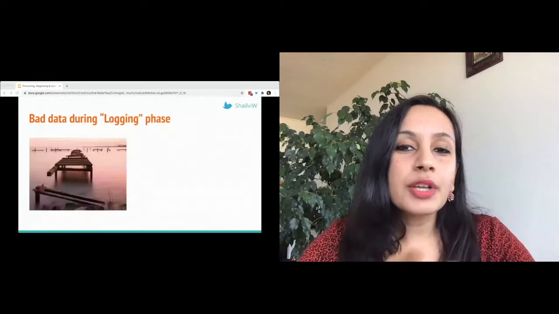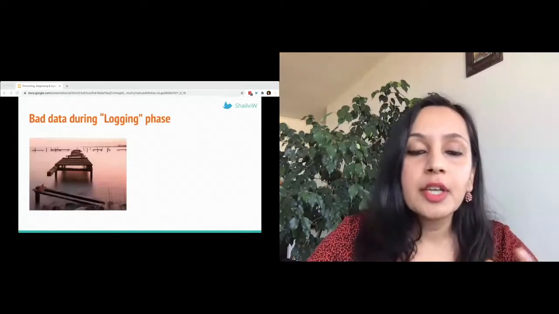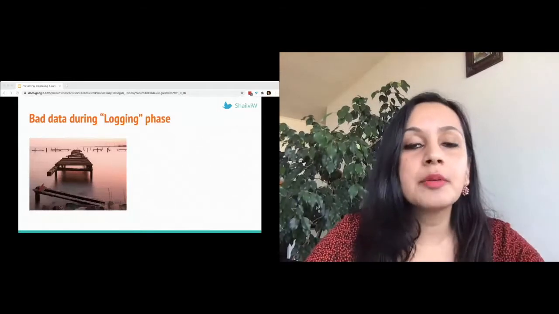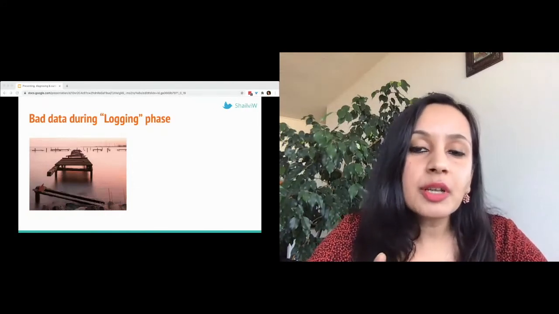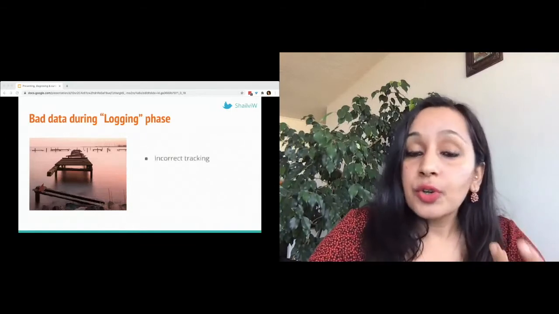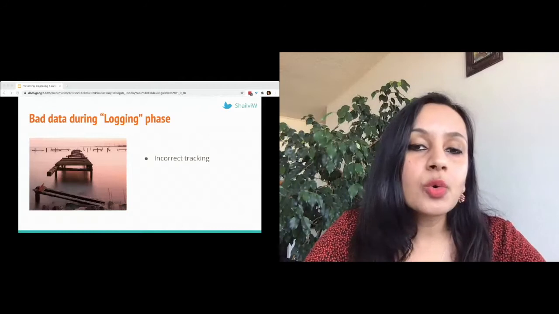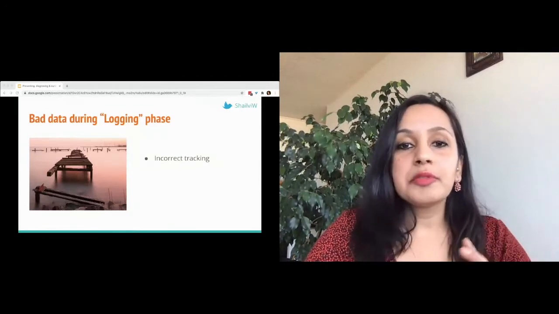Next is the logging stage, where you actually track the features you have defined, usually with the help of engineers who are tracking it in as part of your pipeline. There's a lot of potential for confusion and inaccuracy at this stage. So your tracking itself might be incorrect. Perhaps the engineering team is only logging a subset of the information or is logging the wrong information.